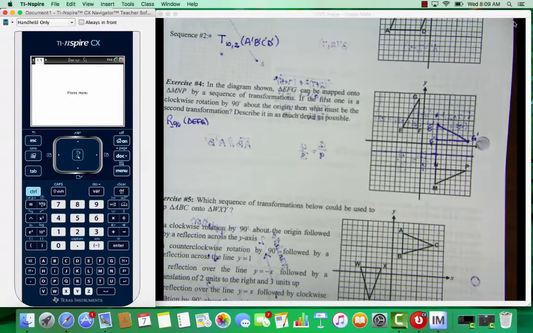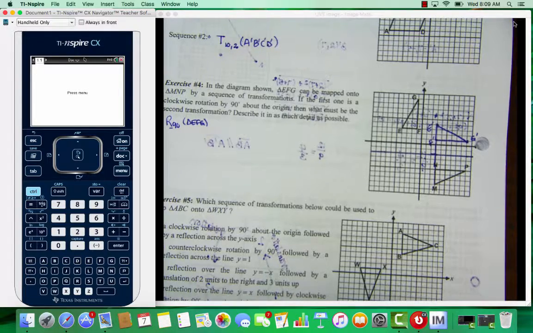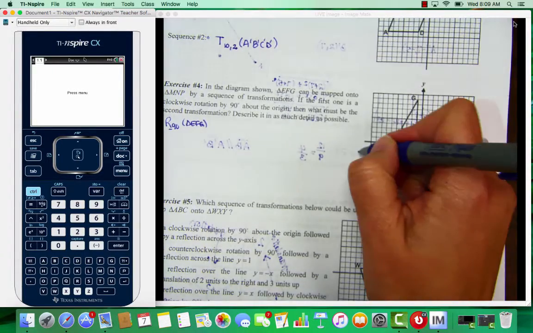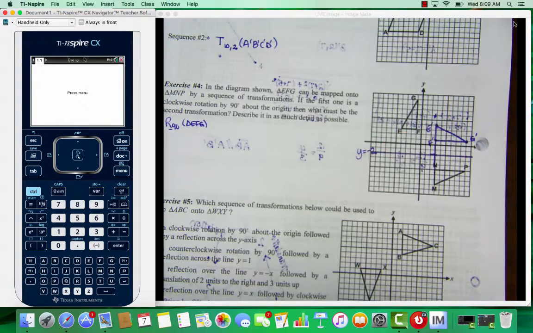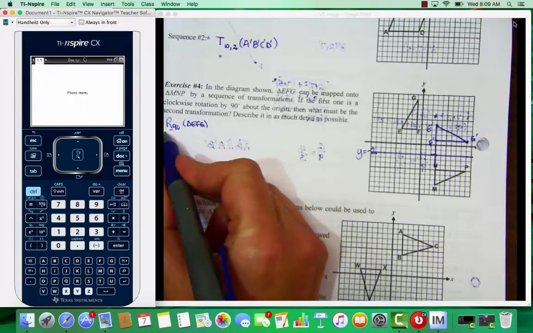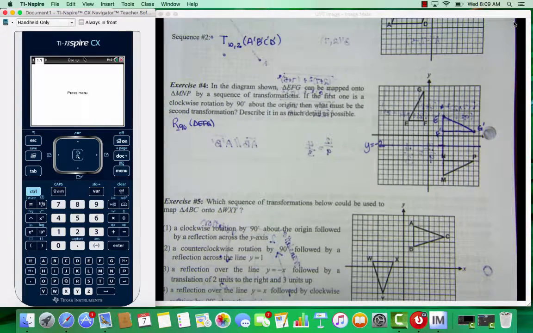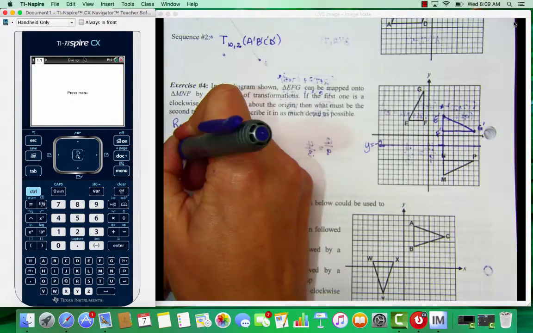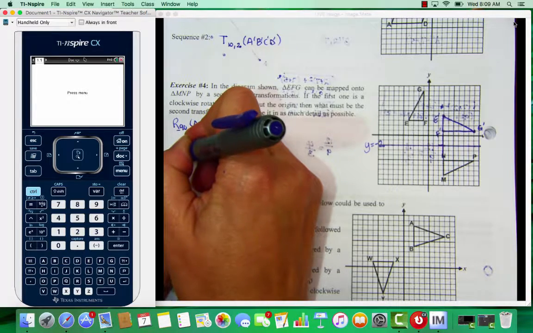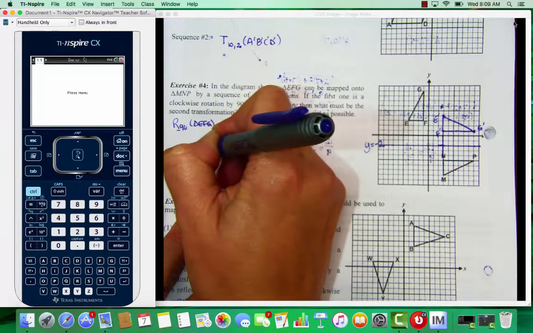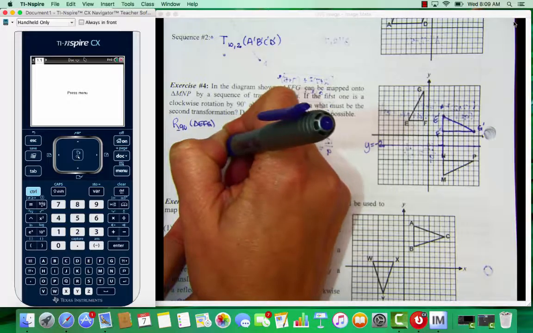So that's a horizontal line that only hits the y-axis, it never touches the x, so its equation is going to be y equals -2. And so the first transformation was a rotation of -90 degrees of triangle EFG, and the second one is going to be a reflection over the line y equals -2, and what we're reflecting is triangle E prime, F prime, and G prime.